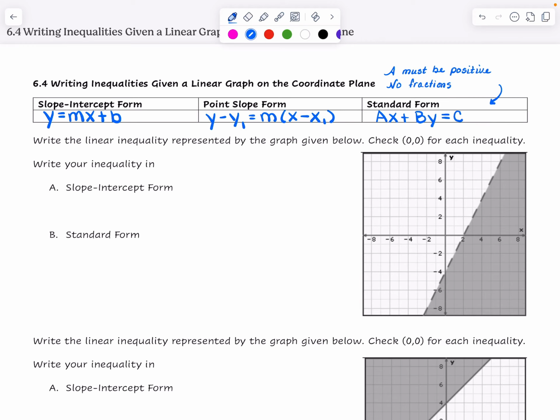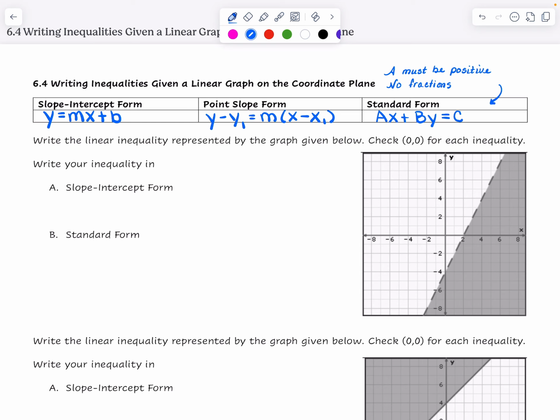Okay, let's go ahead and get started with 6.4, writing inequalities given a graph. Now, the first two I am going to break up into a lot smaller pieces, and then we are going to put everything together. And then on example 3, I will do all of that one as if I was just looking at it as a new problem, okay?